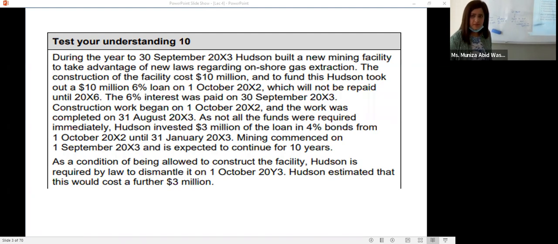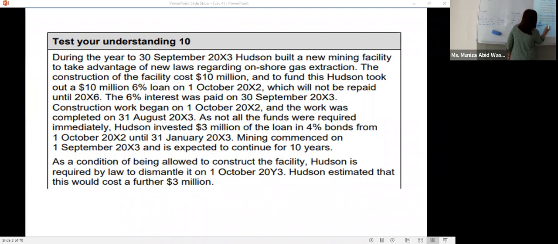Construction cost? All the costs which are necessary to bring the asset to its present location and working condition. So construction cost is going to be included in the cost of the asset. So in the cost, we are going to include construction cost. How much is it? $10 million.